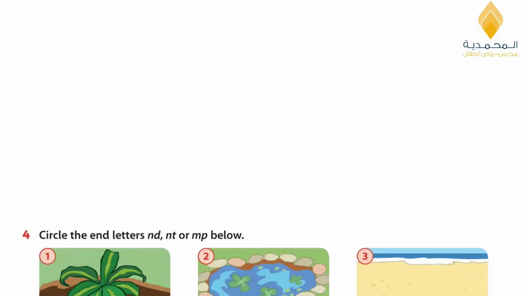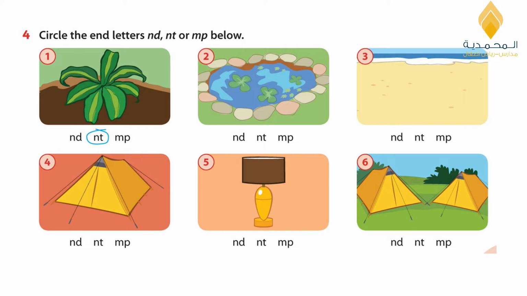Now, let's answer exercise number 4. Circle the end letters end, ent, or mp below. Picture number 1. What can you see? Excellent. Plant. It ends with the letters ent or the sound ent. Great. Picture number 2. What can you see? Great. Pond. So it ends with the sound nd.